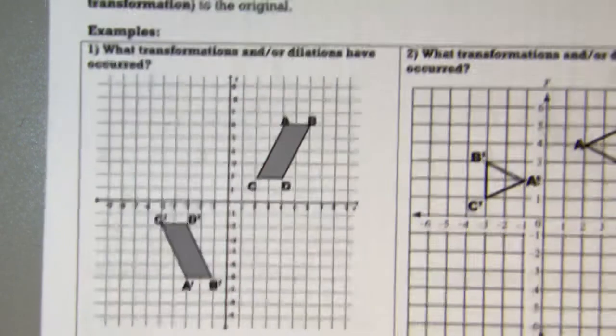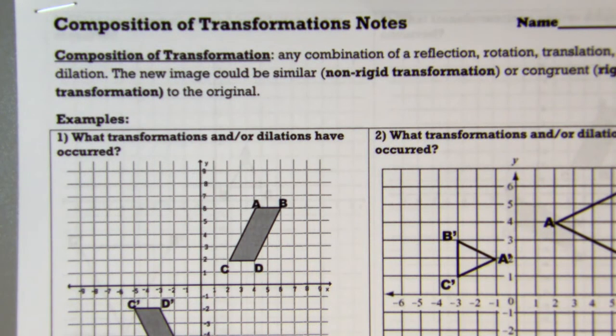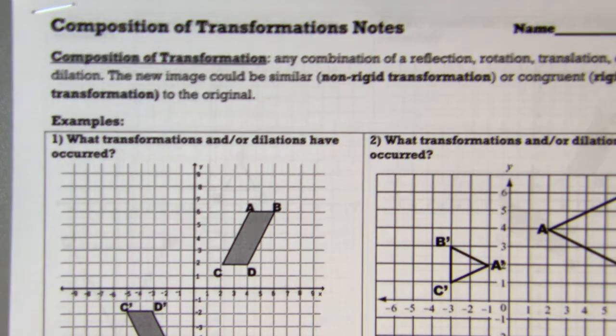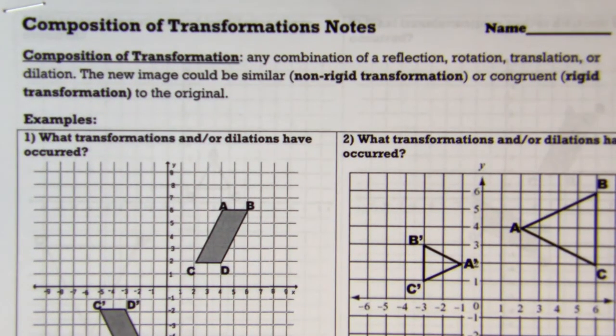Alright, today's lesson is on composition of transformations. So we're going to go ahead and work with all four transformation types. You're going to do multiple ones in a problem. Composition of transformations is any combination of a reflection, rotation, translation, or dilation. The new image could be similar, which is a non-rigid transformation, or congruent, which is a rigid transformation.